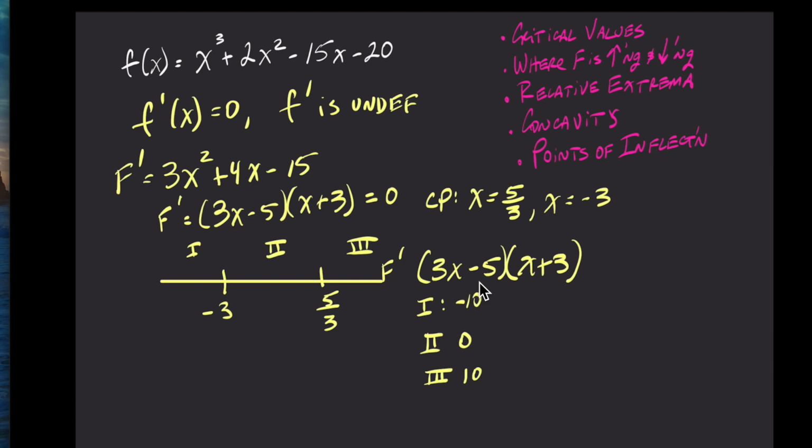Okay, so in zone 1, if we plug in negative 10 here, that's going to be negative, negative, positive here in zone 1. If we plug in 0, whenever you plug in 0 to a function, put your thumb, or in this case your mouse, over any term or any expression that has an x in it and just ignore it. So that's going to be negative 5 times positive 3. That's going to be negative. And here, this is going to be positive and positive. So that is the sign analysis of the first derivative.